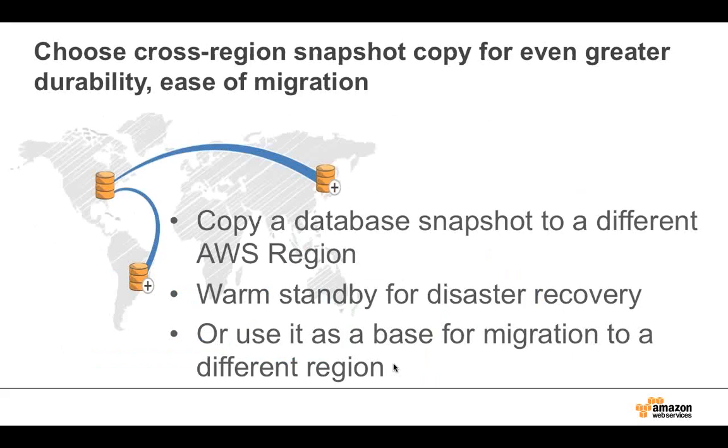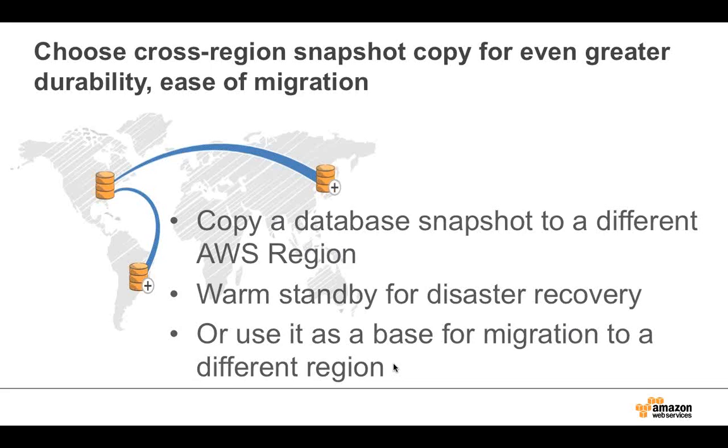There are other ways you can use RDS's appliance-like nature to get benefits of durability and ease of migration that go beyond what we've talked about before. I mentioned that you can take a database snapshot. By default, these database snapshots live in the same region, the same AWS region as the database themselves. This is a very important security tenet for us. Data never leaves an AWS region unless you explicitly request it.